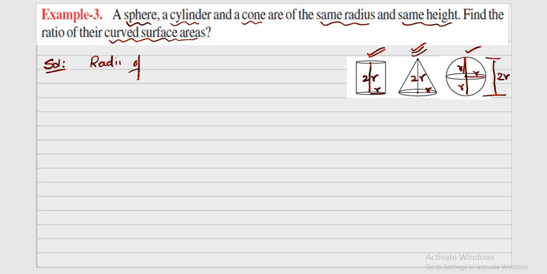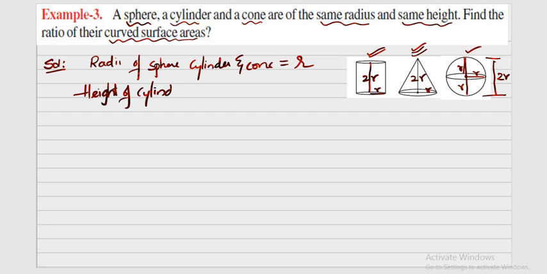So the radii of the sphere, cylinder and cone are equal to r. After that, from the figure I can say the height of the cylinder is equal to the height of the cone, which is nothing but 2r units, right? So we got all these things.